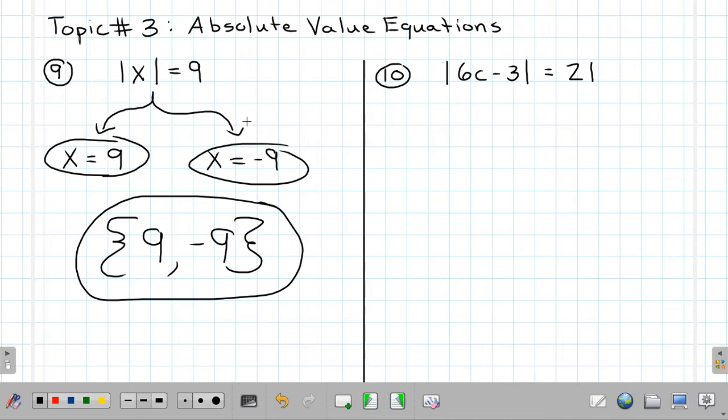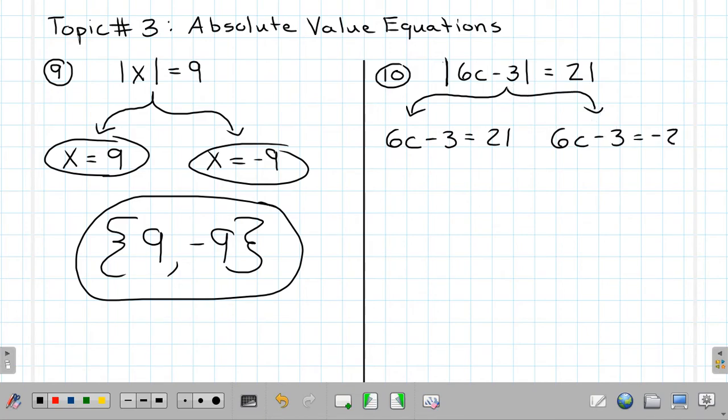Then we go to number 10, but it's the same kind of thing. We've made it a little more difficult here because instead of an x, we have a c, and inside the absolute value we have 6c minus 3. The thing to notice here is the absolute value is by itself on the left-hand side, so we can go straight into solving two different equations. We can do 6c minus 3 is equal to 21, and we can do 6c minus 3 is equal to negative 21.